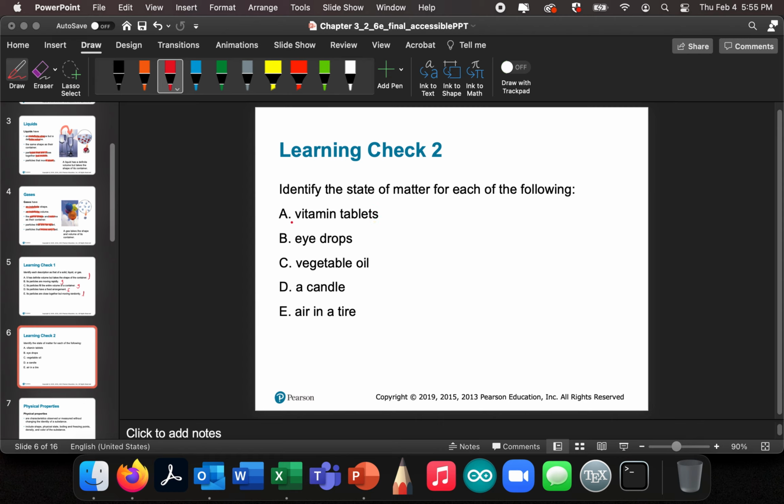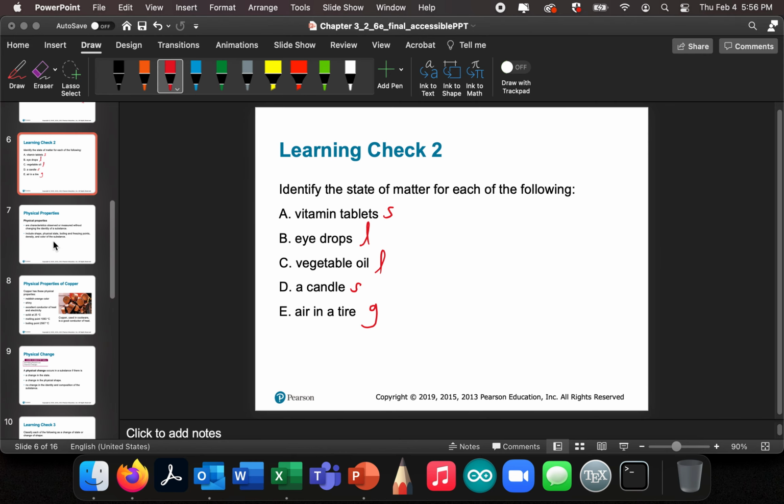Okay, so vitamin tablets. Identify. That's definitely a solid. Eye drops are liquids. Vegetables are liquids. A candle, well, that's a solid, right? Let's talk about the fire that comes out of the top, right? A candle is a solid, and air in a tire is a gas. Okay? So let's now talk about physical and chemical properties.